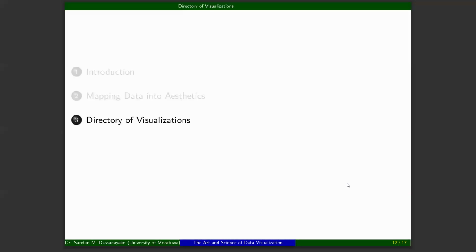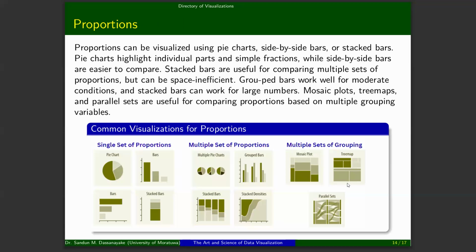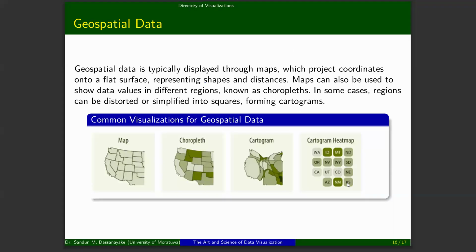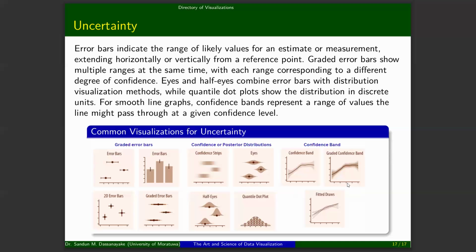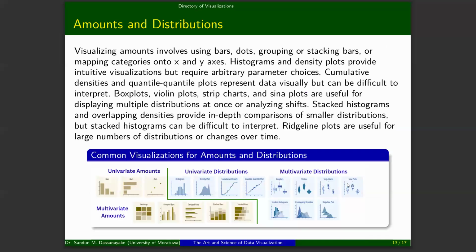Directory of visualizations: we have already talked about this in the previous lecture. This is linked to that. So you have common visualizations for amounts and distributions. Univariate means you have a single type of variable. Bivariate or multivariate means you have multiple types of variables with their distributions, proportions and XY relationships. Geospatial data, I'll talk about in very simple terms, maybe when we come to Power BI. And you have uncertainty, which you have learned in statistics. So these are the things that we try to visualize with different types of visualizations.